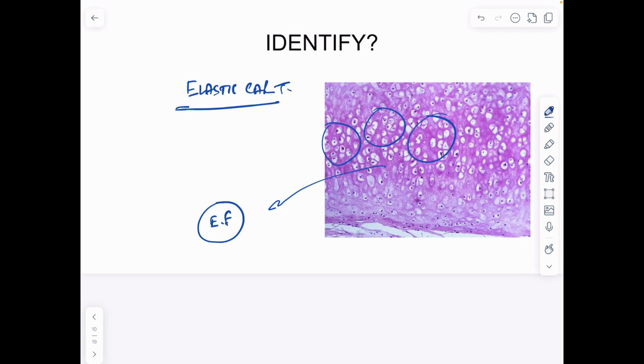As you know, this is usually required for flexibility and in resilient structures, like it is found in the auricle of the ear, epiglottis, eustachian tube. So this is how elastic cartilage would be identified.